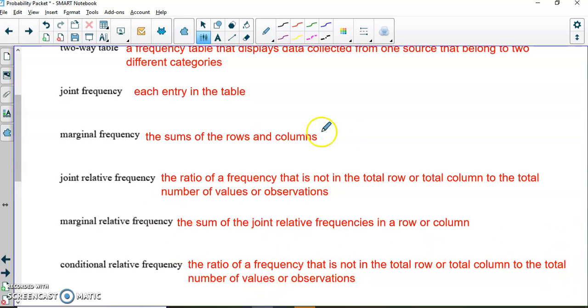And then you can see conditional relative frequency, the ratio of a frequency that's not a total to the total. Okay, so this all sounds crazy and I get it, but you just want to have these definitions so that when we get to the examples, you know what they are asking. So feel free to pause the video here, jot these down so you have them, and then when you're ready, hit play and we will move on to some examples.